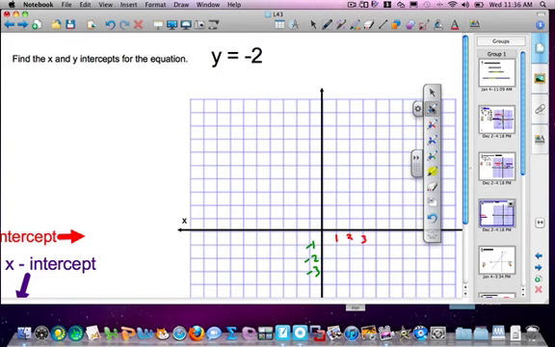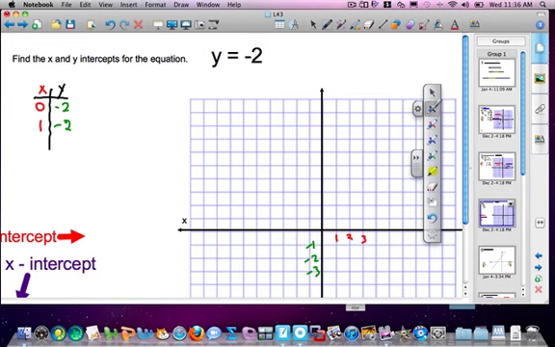Now when we set up our data table for this one, we already have a restriction on the range. The restriction on the range is that a y value has to be a -2. So we go ahead and fill those points in, and then select any x value that we choose. So x could be 0, or x could be a 1.